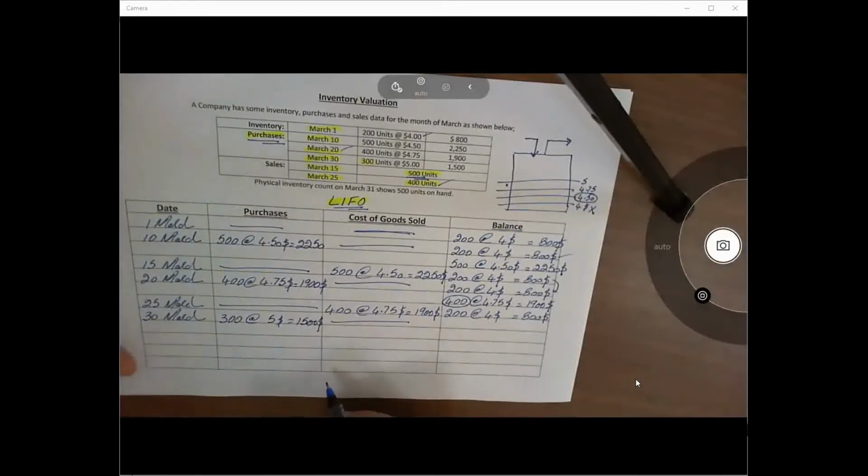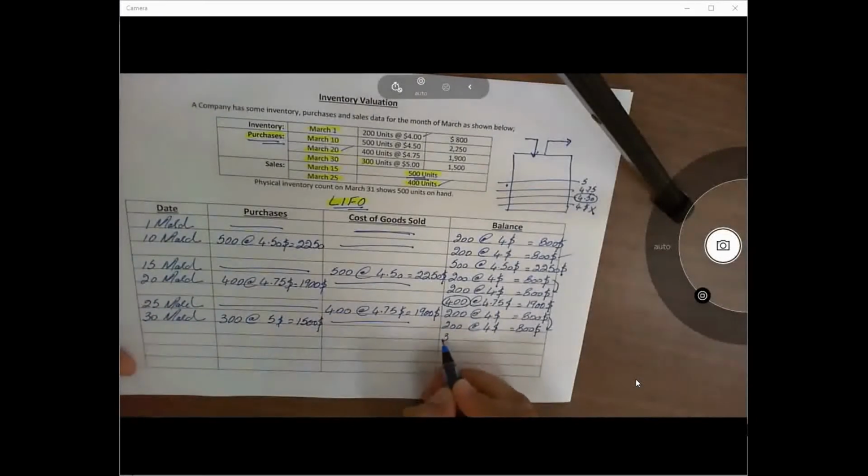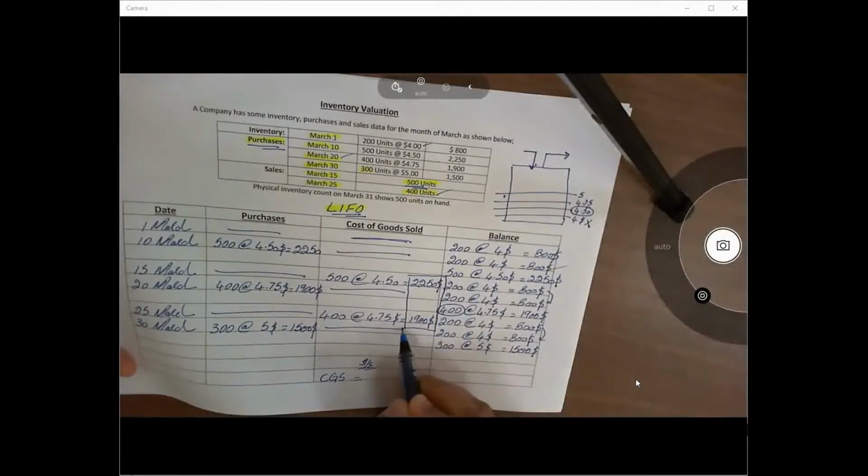Let's put a blank over here and we are going to write the same value over here. So 200 at 4 units, which is our opening balance. Next, we are purchasing these. We will write over here 300 at $5. So $1,500. So in order to calculate our total cost of goods sold in our income statement, we will add these two values. These two values will be our total cost. When we add these two values, it ends up to be $4,150, and it goes to our income statement.